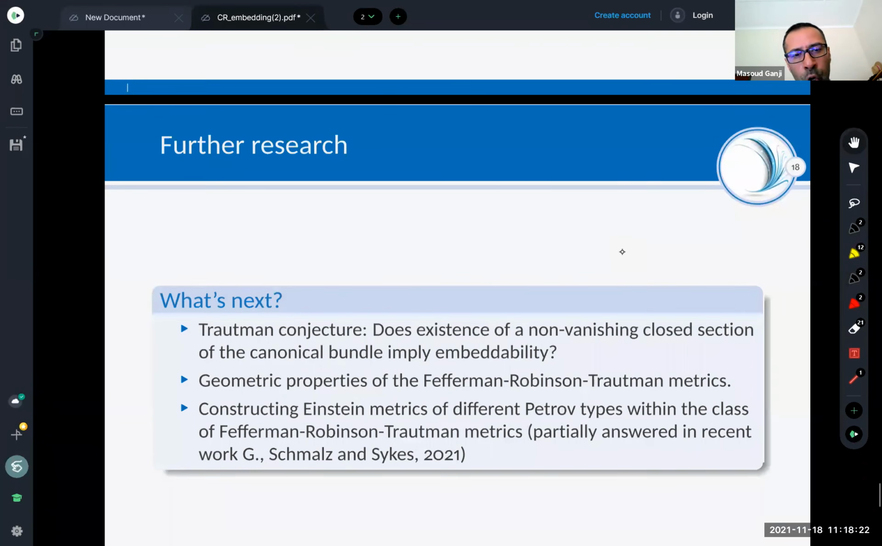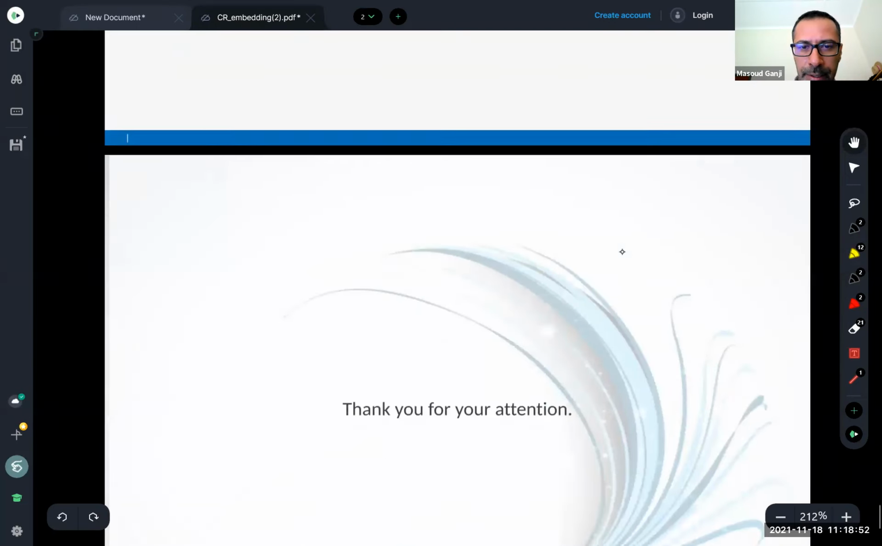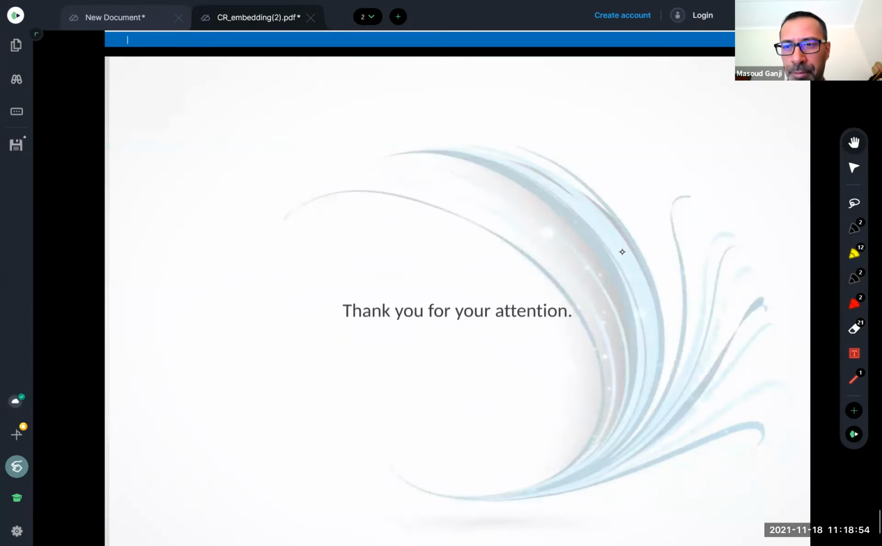So maybe for a shorter period, a better project is the geometric properties of this metric, and maybe finding some Einstein metric in this family of different types. We answered this question partially in our recent work with Gerd and Daniel, which has been submitted for publication, but there is still a lot to do. And that was the end. Thank you for your attention.